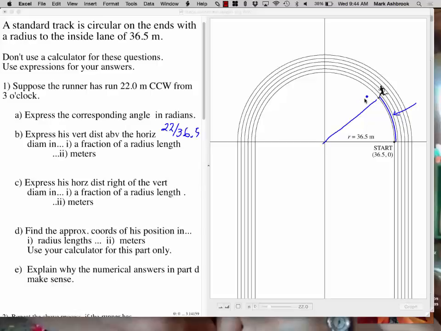So the vertical distance above the horizontal diameter as a fraction of the radius length. Let's see here. Daniel. So it's sine. Well, first the estimate was about 0.6, and then I actually found that it was 0.5669. No, we're just expressing them exactly. Oh, sorry. Yeah. It's a sine of 22 over 36.5. Sine of the angle gives us the fraction, and then in meters. So that's part one. And then in meters, that would be that times 36.5.